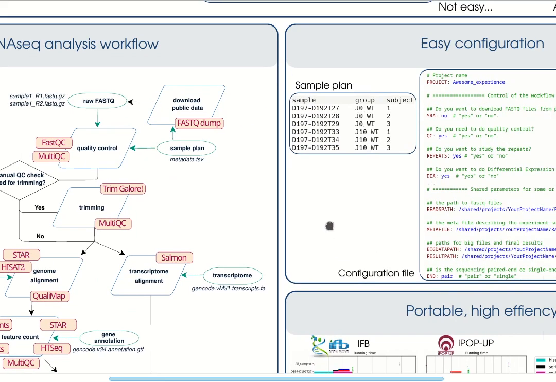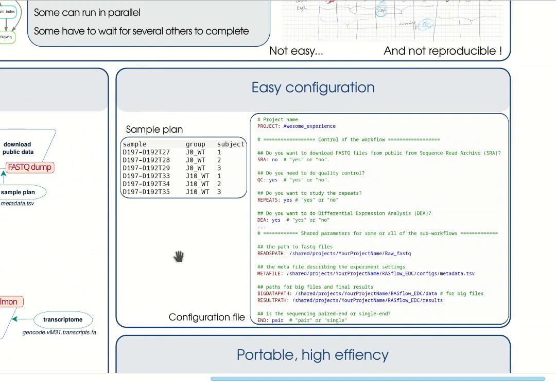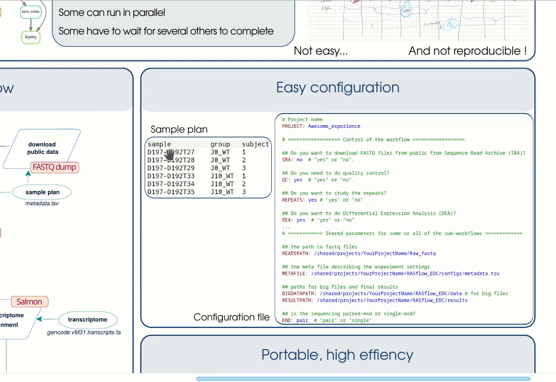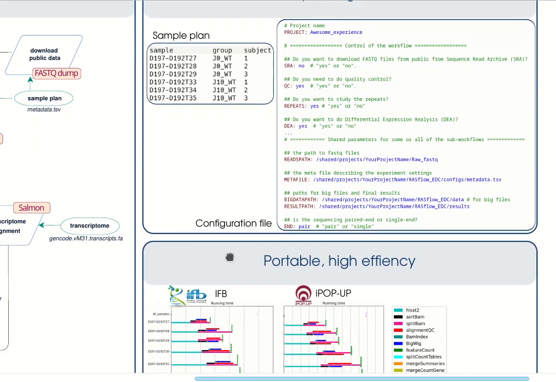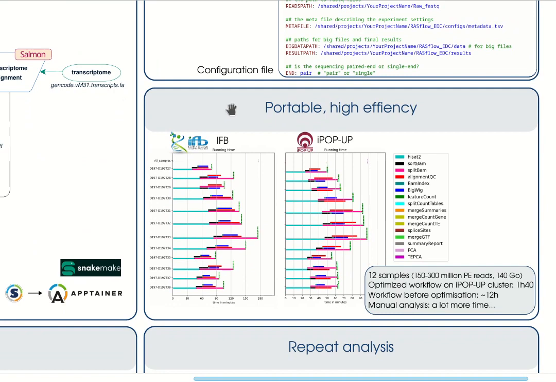So the configuration of the workflow by the user is easy, using a simple YAML file where you give the path to the data, the tools to use, the different parameters, and the table that lists the samples and the group they belong to for the differential analysis. The workflow can work on different clusters using Slurm, and for instance, the ones from the IFB network presented here.